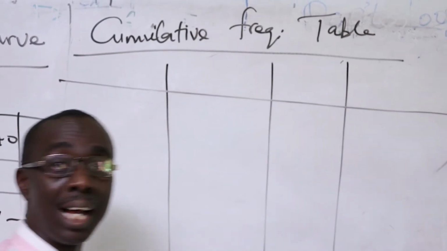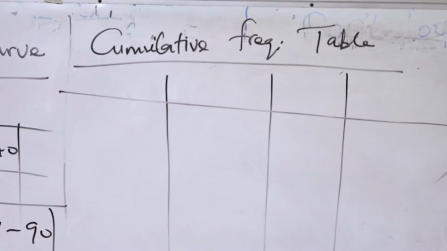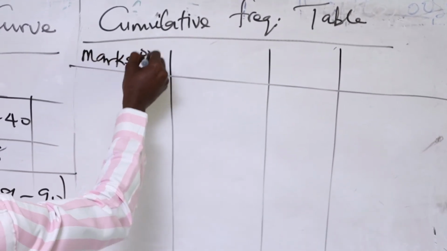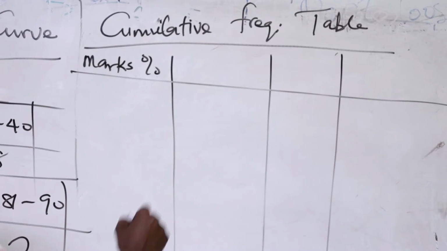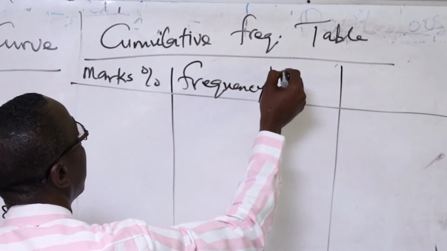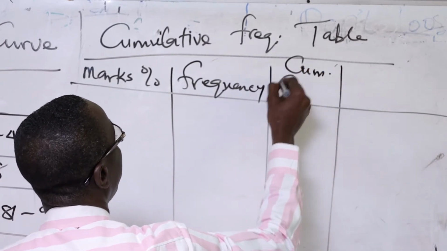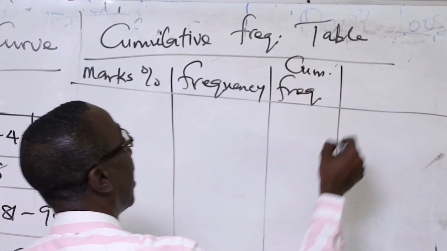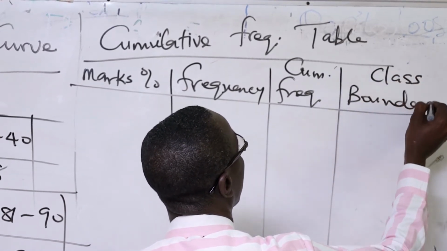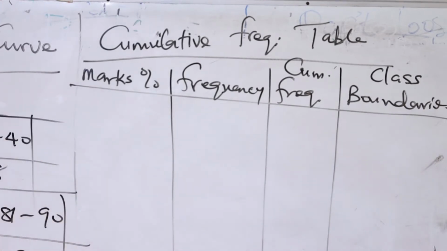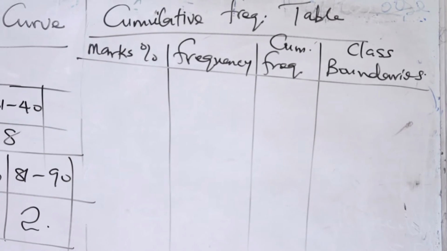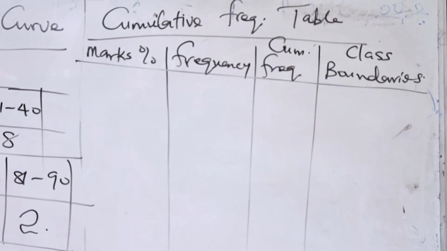Great. A cumulative frequency table has four columns, basically. These columns are the class interval, which is represented by marks here, the frequency, the cumulative frequency, and the class boundaries. Please, your cumulative frequency table must have four columns, and these also attract marks.